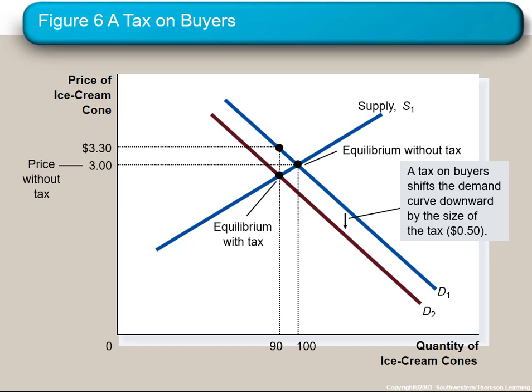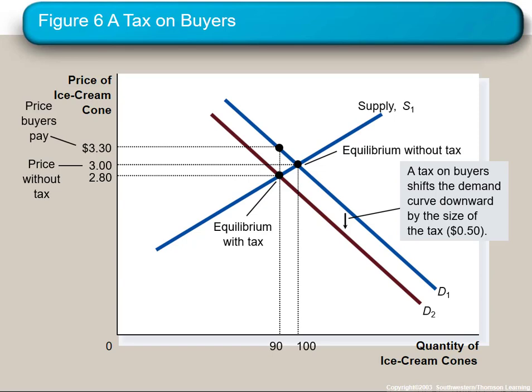So this is where things get a little bit tricky, because there's going to be a price the buyers pay, which is going to be off their original demand curve, because we're going to add to the amount that the seller receives the amount of the tax, because the buyer's paying the price plus the tax. And then the sellers are going to receive that amount where the new shifted demand curve and the supply curve cross.